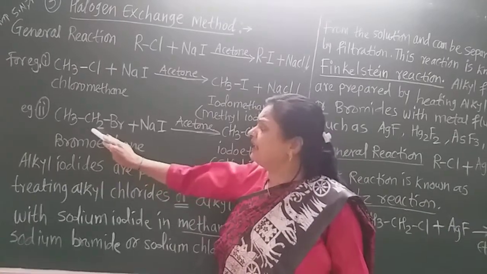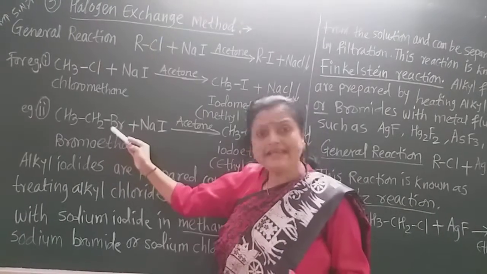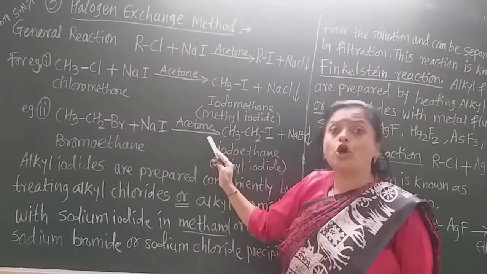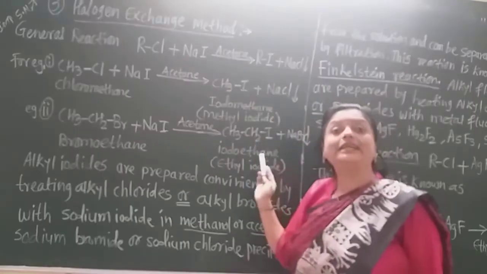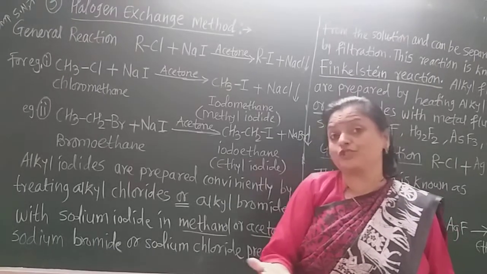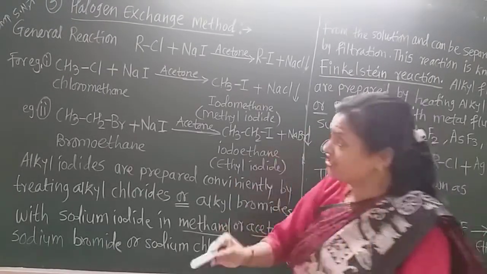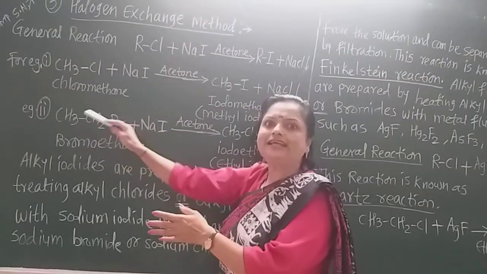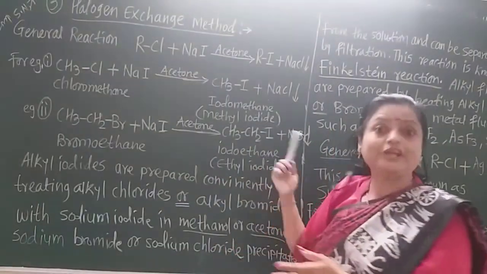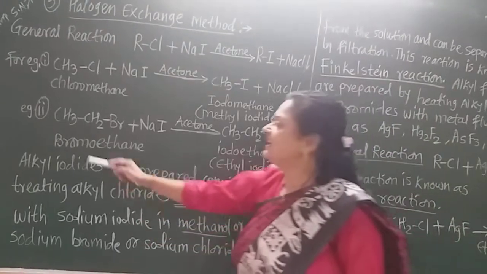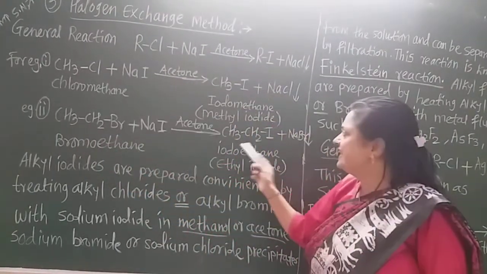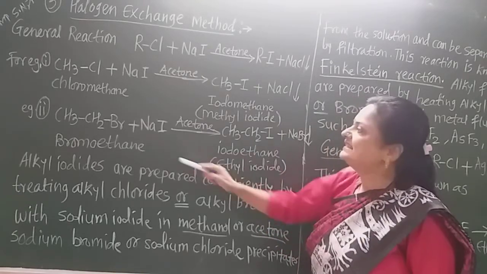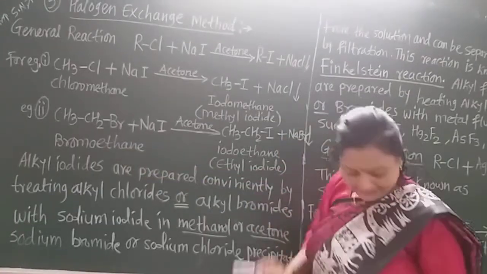You can take any alkyl chloride or bromide and react it with sodium iodide in the presence of acetone, and the corresponding alkyl iodides are formed. What do you mean by corresponding? That means the alkyl iodide formed will contain the same alkyl group as the alkyl halide. As it is ethyl bromide or bromoethane, iodoethane is formed. The ethyl iodide is formed, and the NaBr gets precipitated here.